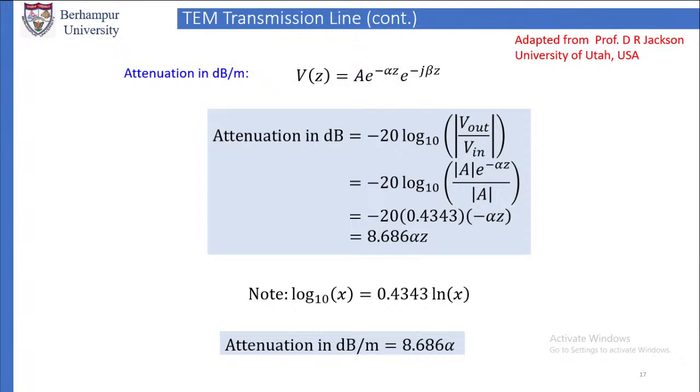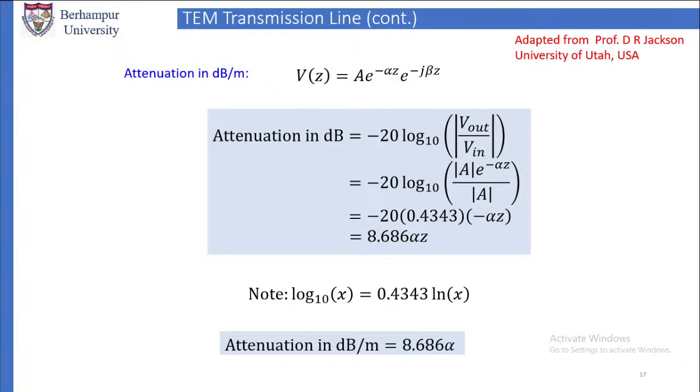Now (V out by V in) whole square, its log is equal to 2 log of V out by V in. So that 2 multiplied by 10 gives you 20. So attenuation in dB is equal to minus 20 log 10 V out by V in.